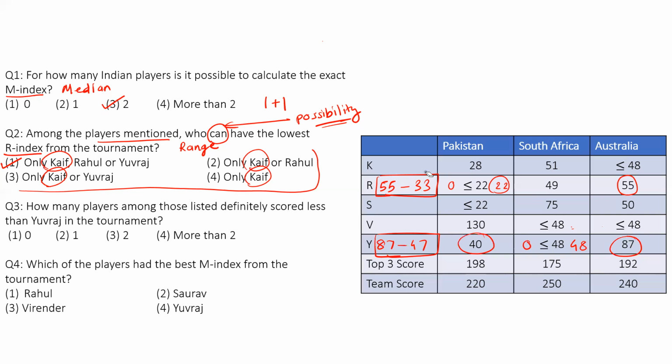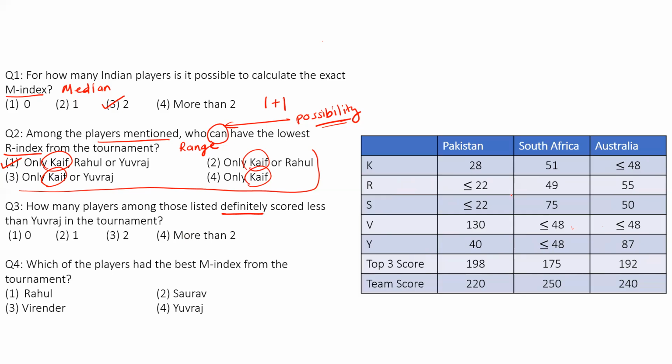Question 3. How many players among those listed definitely scored less than Yuvraj in the tournament? So it is talking about definitely scored. Okay. Now let us have a look at it.